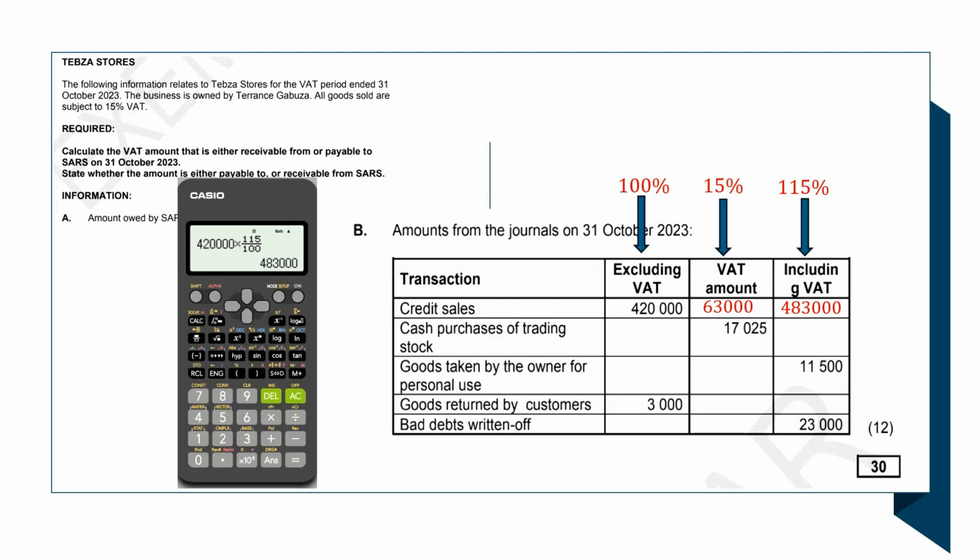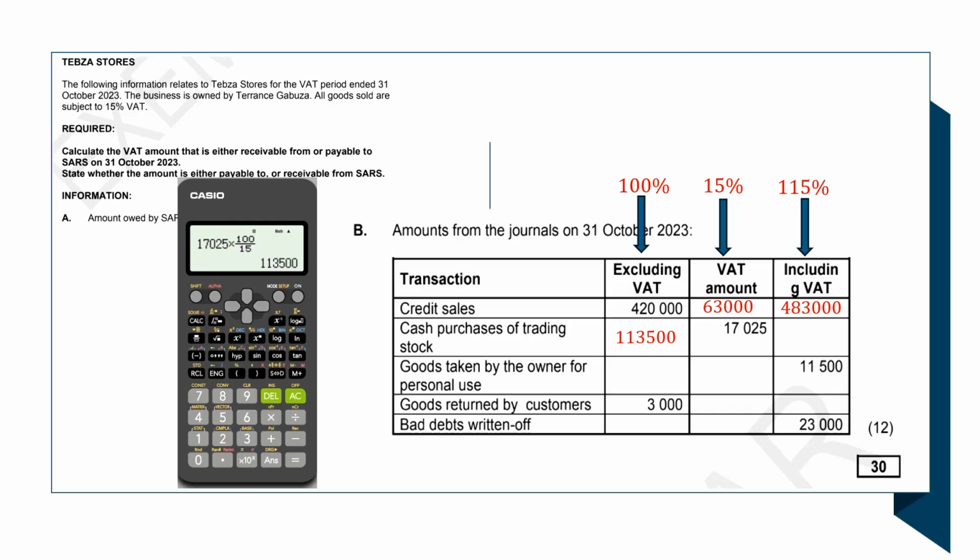Okay, now we want to calculate our cash purchases of trading stock. We're going to start by calculating this amount. What we have is the 17,025, which is our 15%. So we're going to use our UK method, unknown over known. 17,025 times 15, which is what we have. Oh, my bad here. It's supposed to be, oh, no, never mind. We want 100. So we're going to say times 100 over 15. Yes, which is what we want. We get 3,500, which is going to go here.